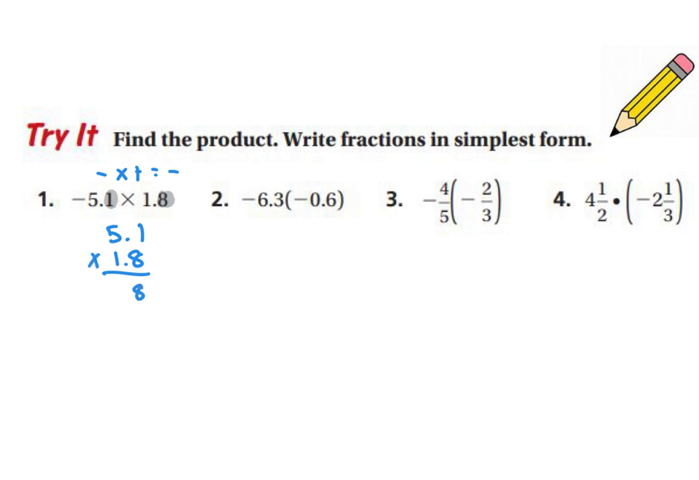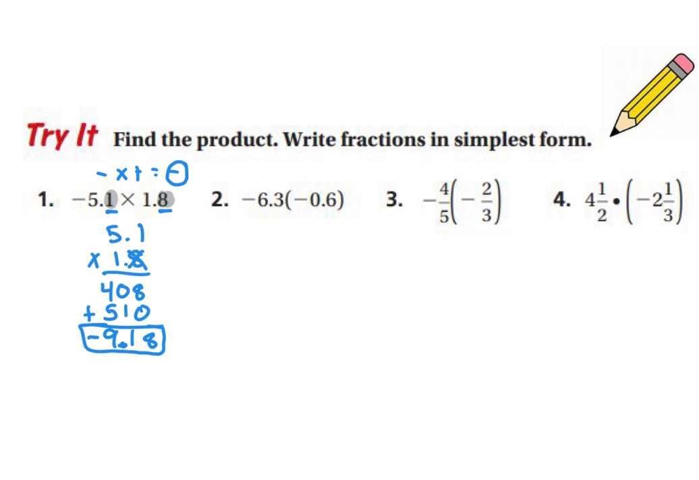8 times 1 is 8, and 8 times 5 is 40. 0 for a placeholder, and 1 times 1 is 1, and 1 times 5 is 5. Now I add these up, and I get 918. I had 2 digits after the decimal point, so I need 2 digits after my decimal in my product. And I also said that a negative times a positive is a negative, so this is negative 9.18.